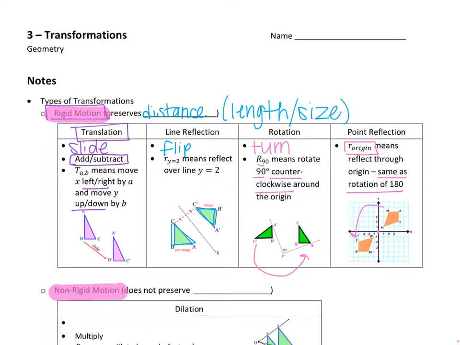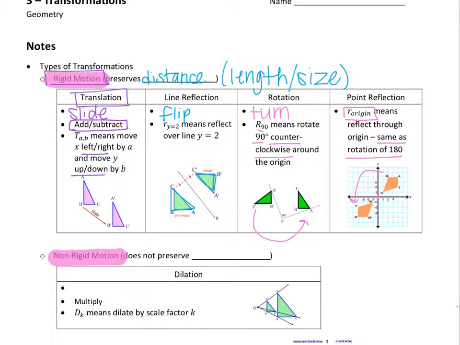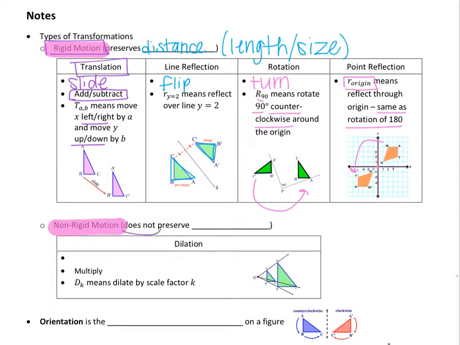The other type of transformation that we have is a non-rigid motion, which means it does not preserve distance. The important part here, again, does not preserve distance. And the only type we have here that's a non-rigid motion is a dilation, because a dilation is a shrink or a grow. And we do this by multiplying by some scale factor, say k.